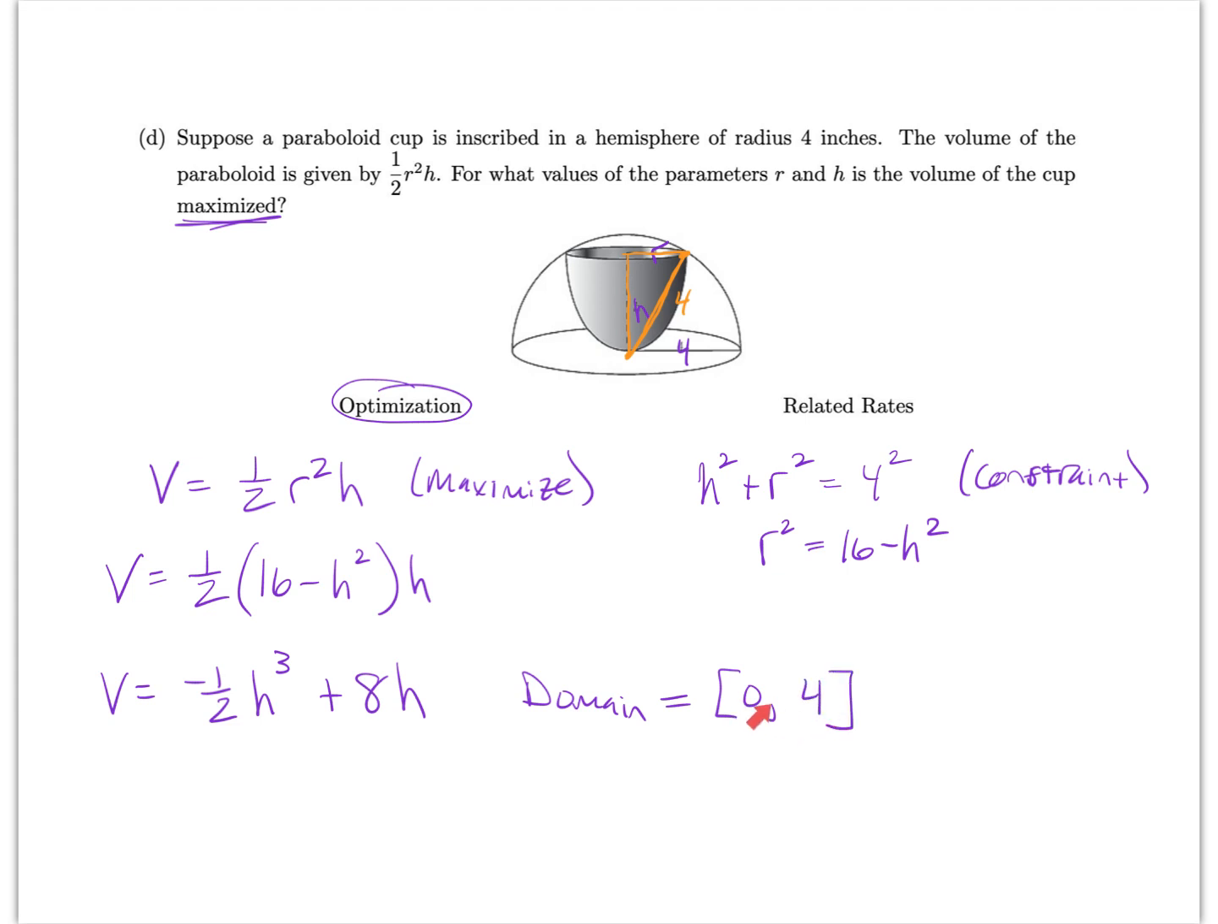In both of these instances, the volume of the cup would be 0. If h were 0, there'd be no cup, right? It'd have no height, and so there's no volume. And if h were 4, you couldn't have any width to the cup, right? If the height went all the way to the very top of the hemisphere, there'd be no way to build a cup. So both of these have a volume of 0. We'll keep that in mind for later.